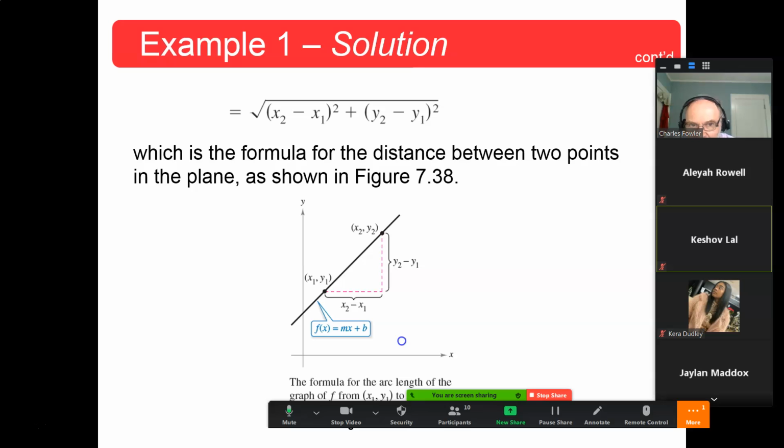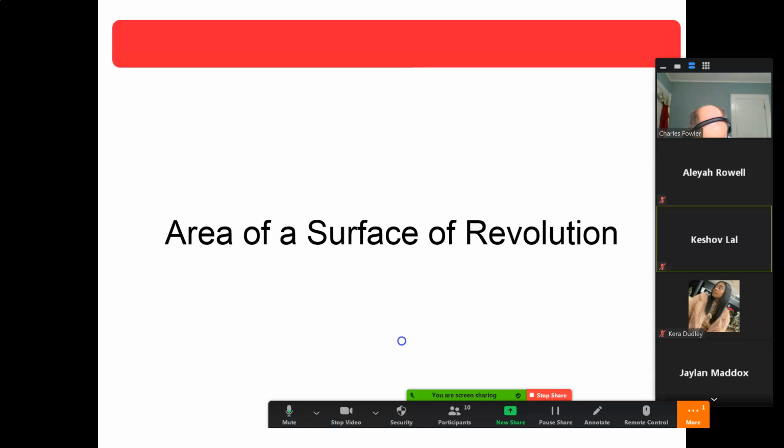Which is the formula for the distance between 2 points in the plane, and that's exactly the arc length between those 2 points, is the distance between them, because it's a straight line. All right, that to me was almost a ridiculous example, but they did it anyway.